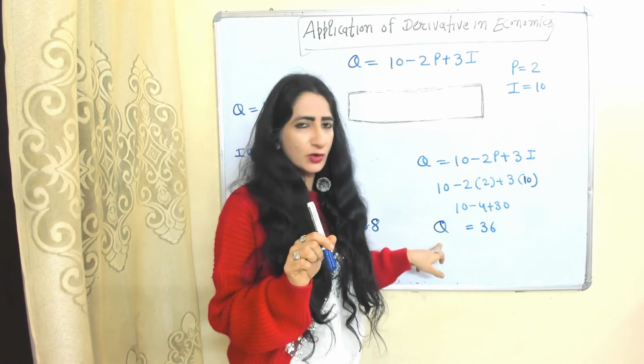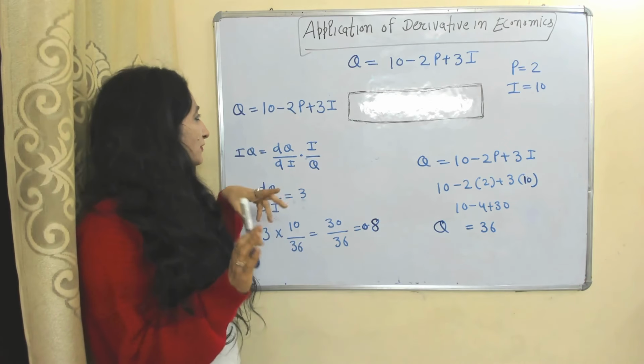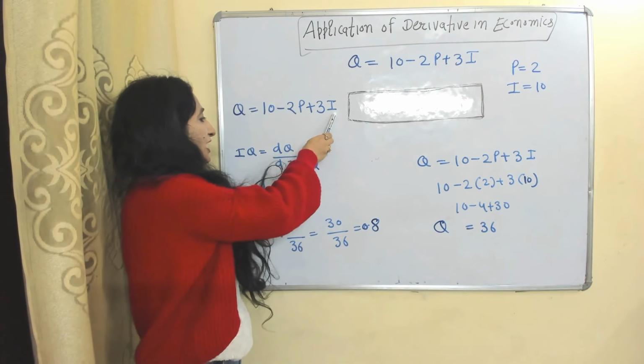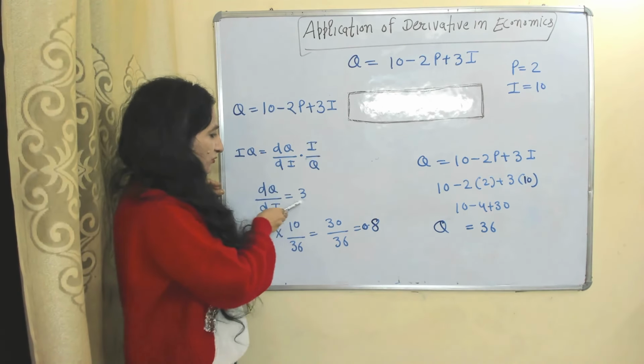So when we differentiate this function with respect to I, it will become equal to 3, because the derivative of a constant is 0. There is no I in this term, we have to differentiate with respect to I. There is no I, there is P. We are not going to differentiate with respect to P. That's why it will also become equal to 0. And when we differentiate 3I, it will become equal to 3. So, differentiation with respect to I will become equal to 3.